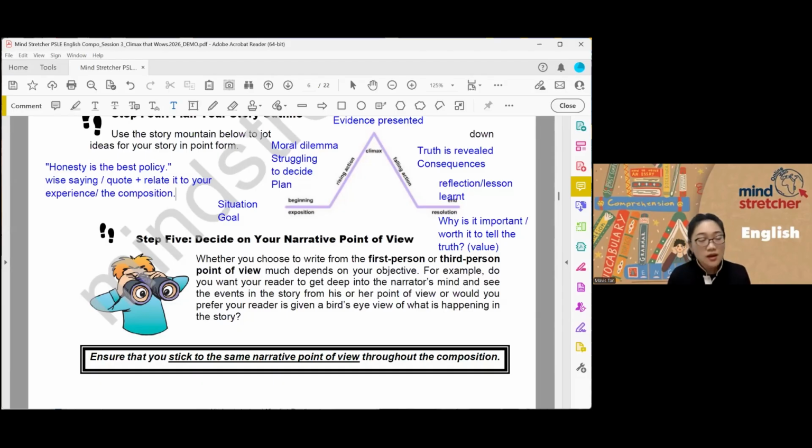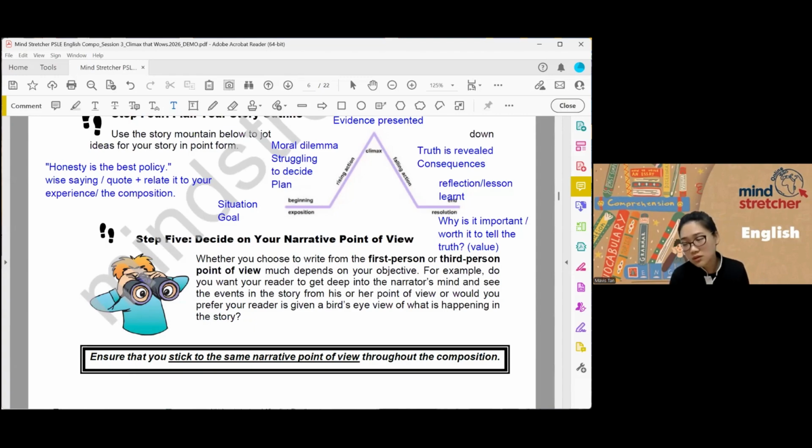Do not do this. Do not say, honesty is the best policy. I finally learned how important it is to be honest. I will never tell a lie again. Full stop. That's not a good conclusion. Firstly, how is honesty is the best policy related to your composition? Secondly, it's a very generic conclusion. Everyone is going to write that.